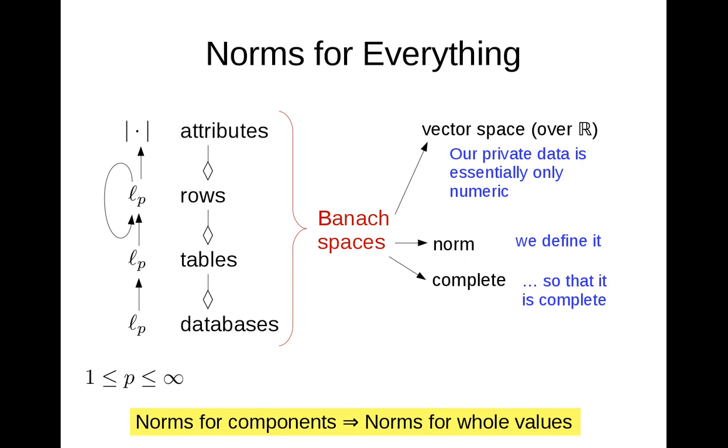The typical definition, where a change in one row means a unit change in the norm, would correspond to the L1 norm for the table. And finally, for the databases, the same thing. We get the norms of the tables and we somehow combine them. It could again be the L1 norm or some other norm. And all these different ways of defining a norm can be meaningful. These different norms correspond to different privacy policies.